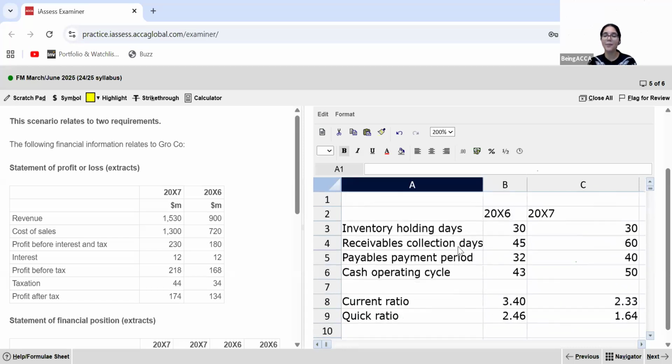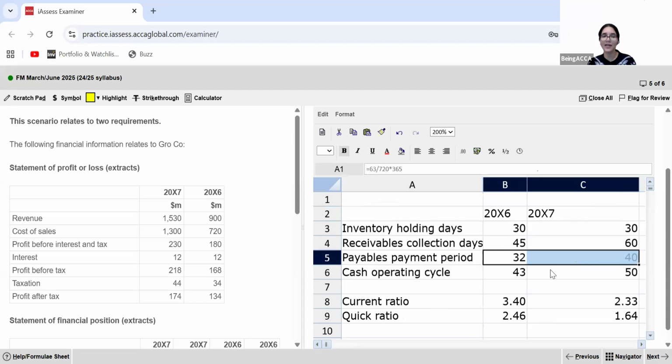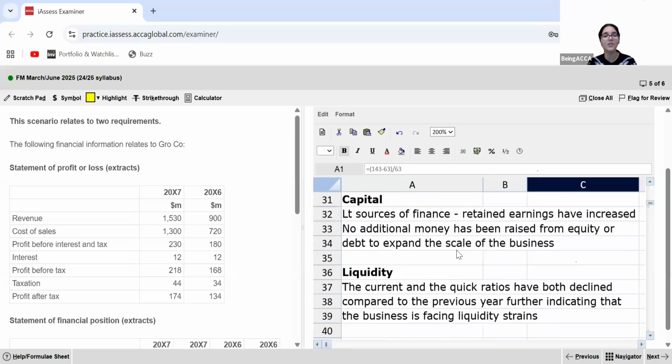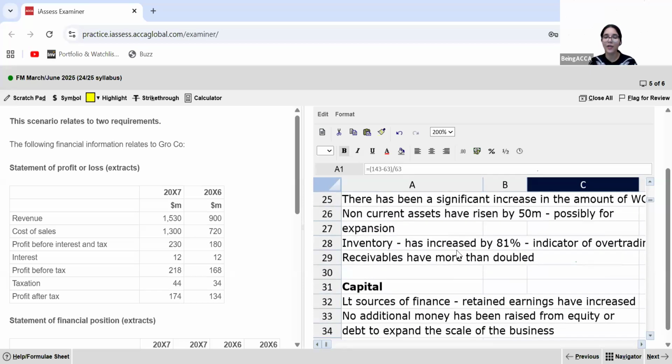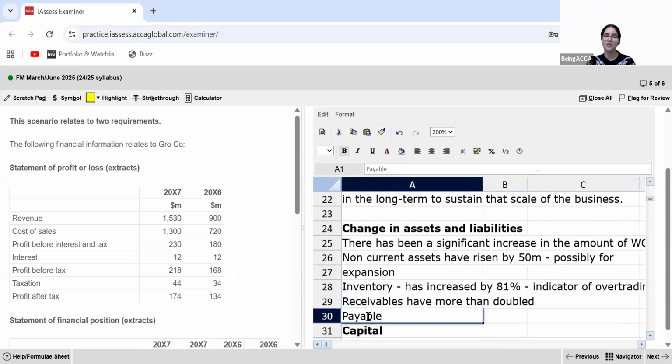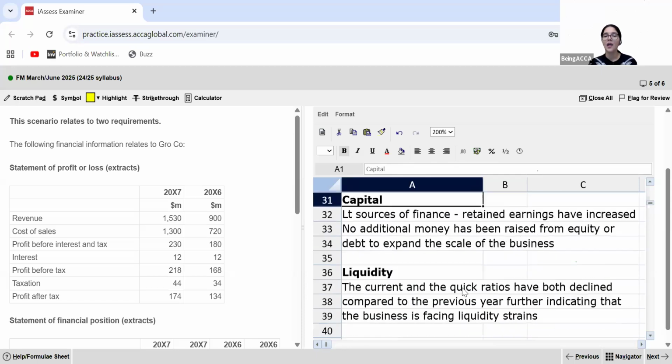Same thing we observe with our payables also. Our payable payment period has also gone up, and there has been a significant increase. If you talk about a percentage, it is 127%. Here also your payables have more than doubled. That means you are taking more and more time to pay your suppliers, which is also a bad thing for the reputation of the business. You can add that point also here under the change in assets and liabilities, that payables also we are taking longer to pay, indicating liquidity issues, that the business definitely has something fishy going on.